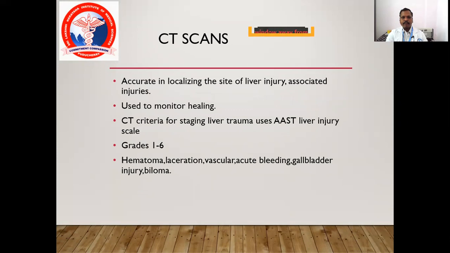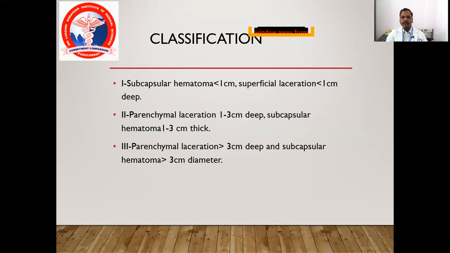CT scan, of course, is accurate for localizing the site of injury, and of course is also used to monitor healing. The criteria are based on the American Association for the Surgery of Trauma, grade 1 to 6: hematoma, laceration, vascular injury, acute bleeding, gallbladder injury, and bilioma. That's how it is going to be.